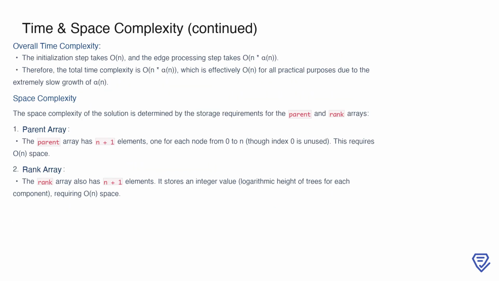Combining these steps, the overall time complexity of the algorithm is determined by the initialization step, which takes O(n), and the edge processing step, which takes O(n * alpha(n)). As a result, the total time complexity is O(n * alpha(n)). Given the extremely slow growth of the inverse Ackermann function, this is effectively linear time for practical input sizes.